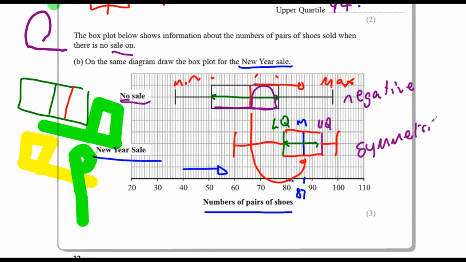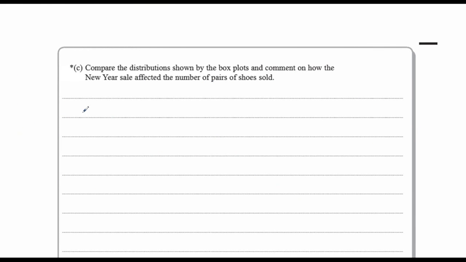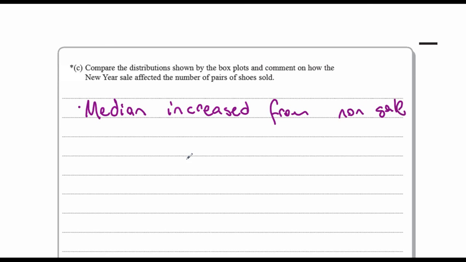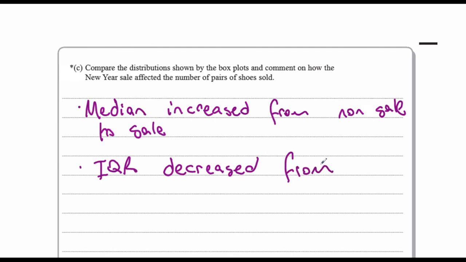Okay. So let's put all those things that we've talked about into words. If you want, you can use bullet points. Keep it nice and precise. So, median increased from non-sale to sale. IQR decreased, so people were more consistent from non-sale to sale.